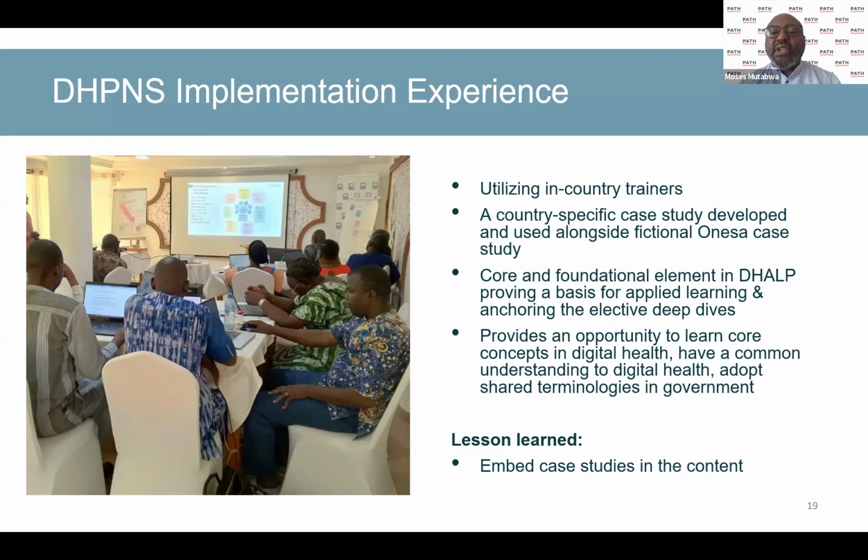So what we also learned was that going forward, it would be best to embed the case studies into the content, because right now we still have the ONESA case study, and it meant when you are giving illustrations and examples, you have to rush to another page where the local case study is. So going forward, we would need to embed those local case studies right into the program so that when we are giving examples, we are referring to the local study.